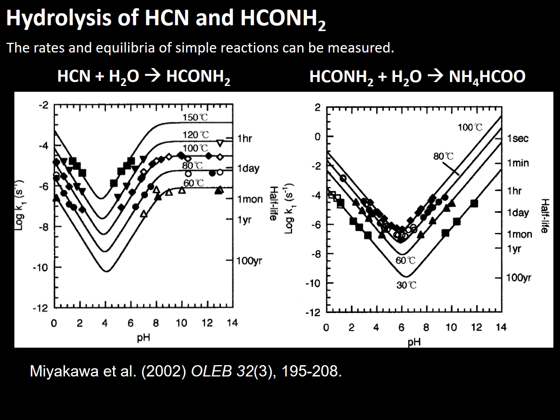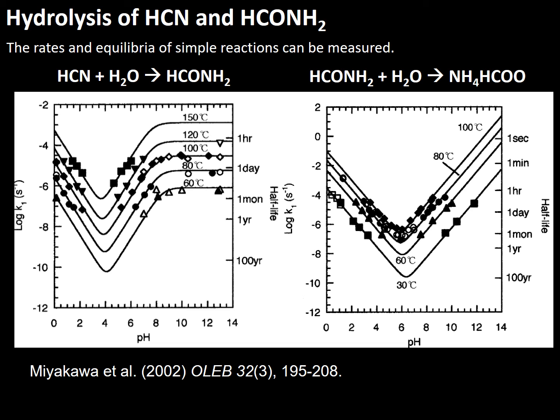Of course, it's relatively easy to measure the rates of hydrolysis of these kinds of compounds. This is work that Shin Miyakawa, myself, and Stan Miller did about 18 years ago, looking at the environmental parameters for HCN and formamide hydrolysis. This is a plot of the log of the rate of hydrolysis versus pH, and you can appreciate that these compounds are much more stable at low temperatures, and there is a sort of pH sweet spot for their survival.